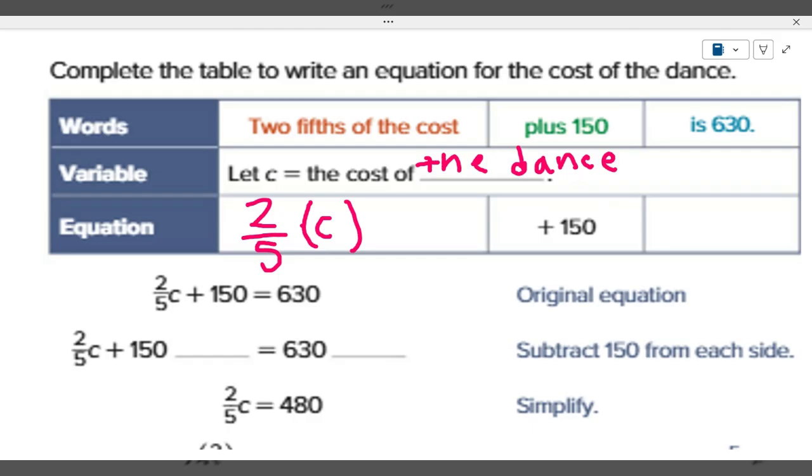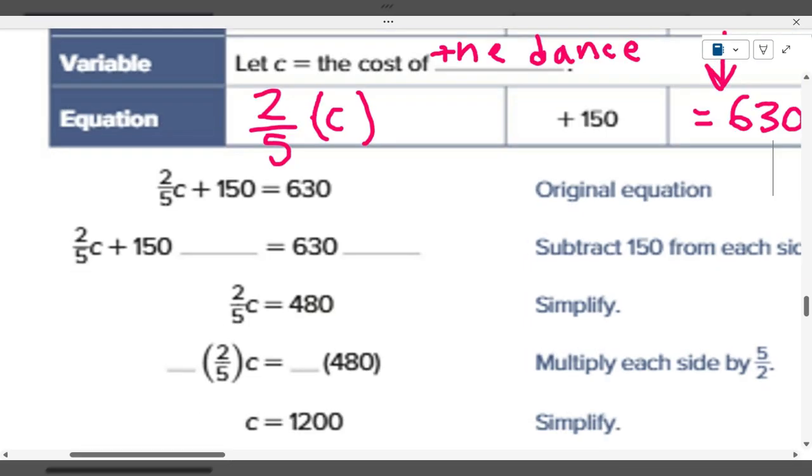2/5 times C plus 150 is 630. Is represents an equal sign. So we're going to say equals 630. So here is our equation. Now that we have an equation, we can solve this equation using our properties.